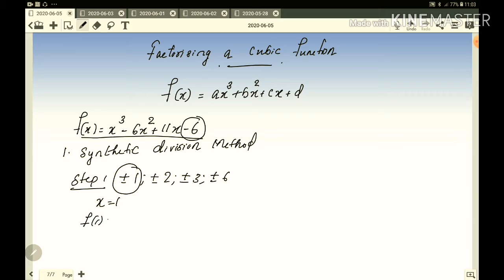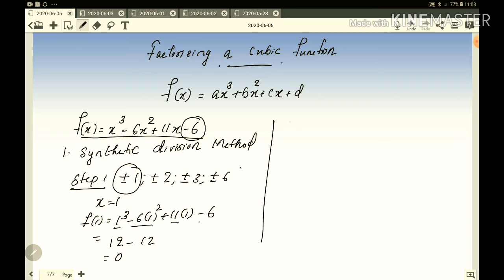F of 1 is equal to 1 cube minus 6 times 1 square plus 11 times 1, then minus 6. Isn't it? So the positive numbers 1 cube and 11 give 12, then minus 6 is minus 12... I can get 0, which means x is equal to the value of x, I got one value. Here 3 values are there, 1 I got, so x minus 1 is a factor.